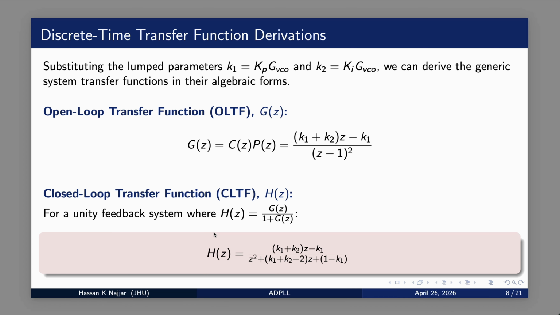By lumping the controller and plant gains into the parameters K1 and K2, the open loop and closed loop transfer functions can be written in compact algebraic form. The closed loop transfer function has a second-order denominator and a first-order numerator, which means the implemented system includes a zero in addition to its poles. That zero becomes central later because it shifts the actual transient response away from what a pure 2-pole prototype would predict.